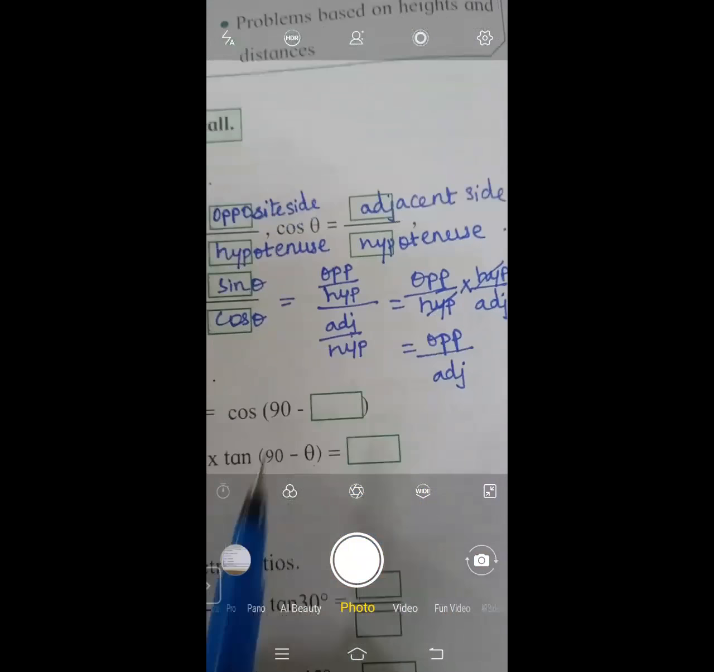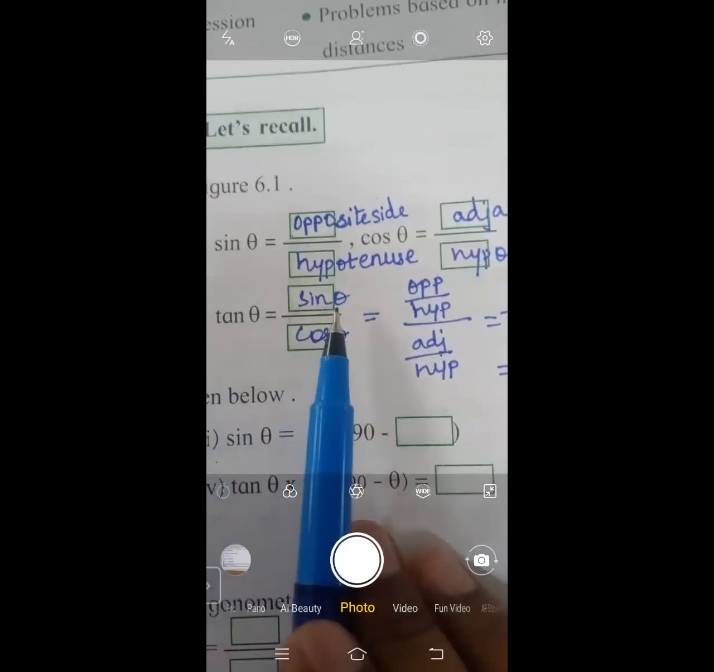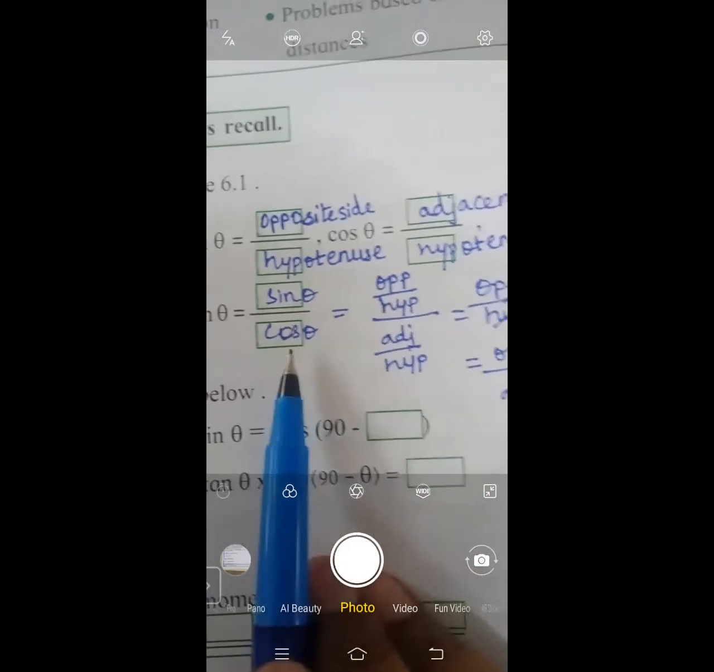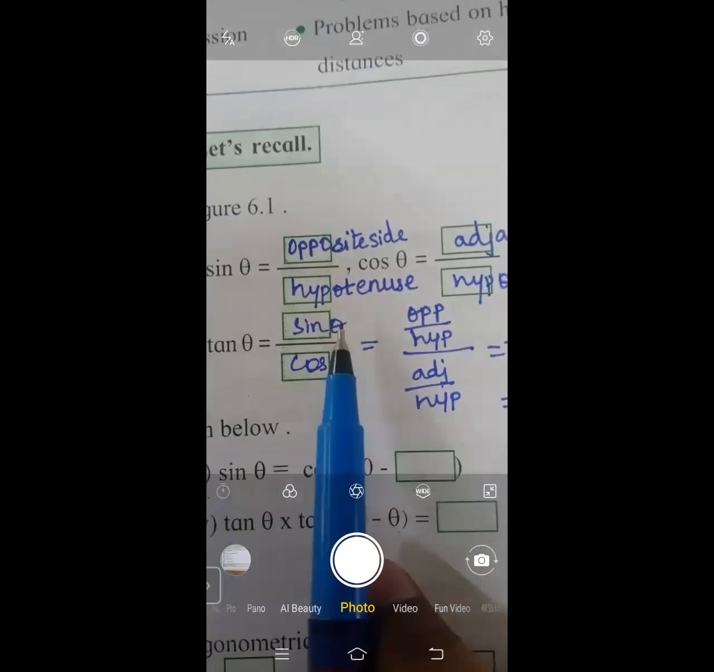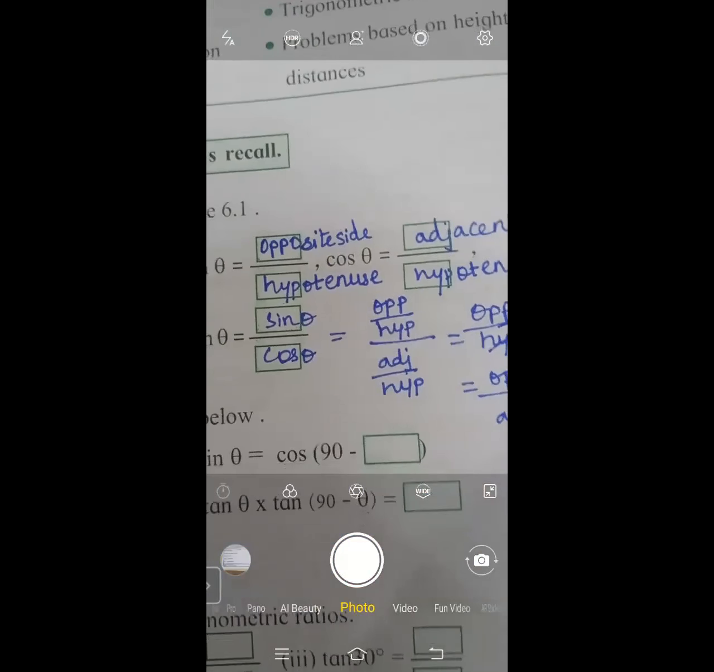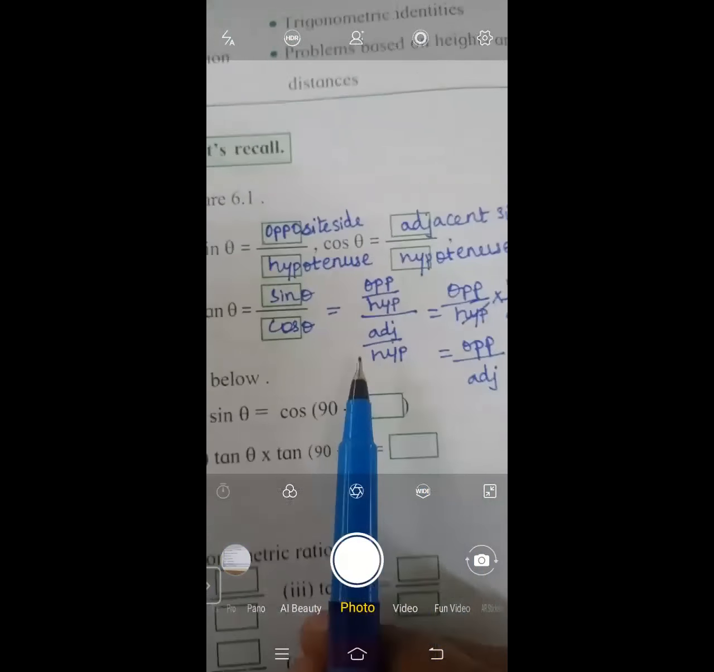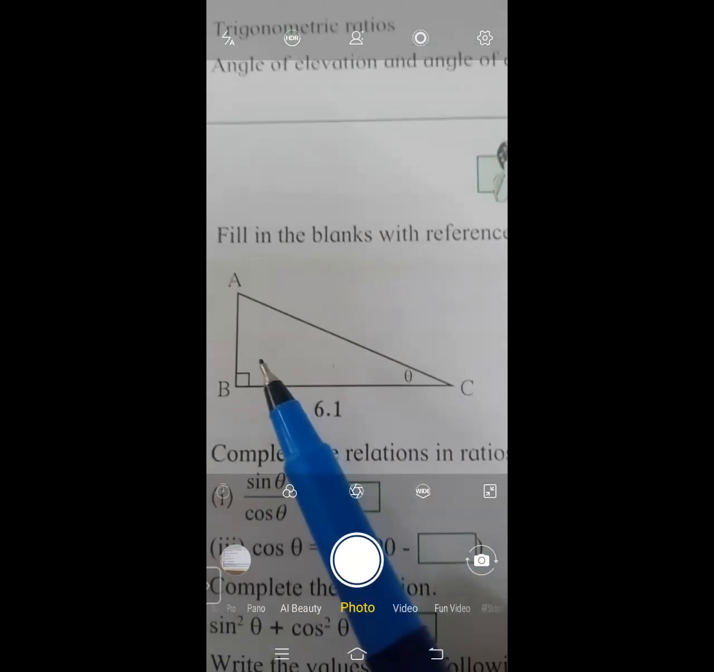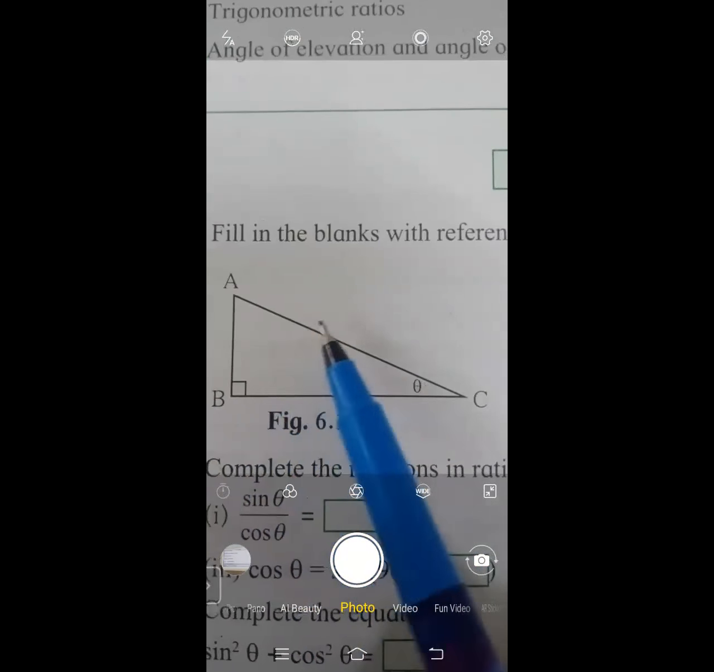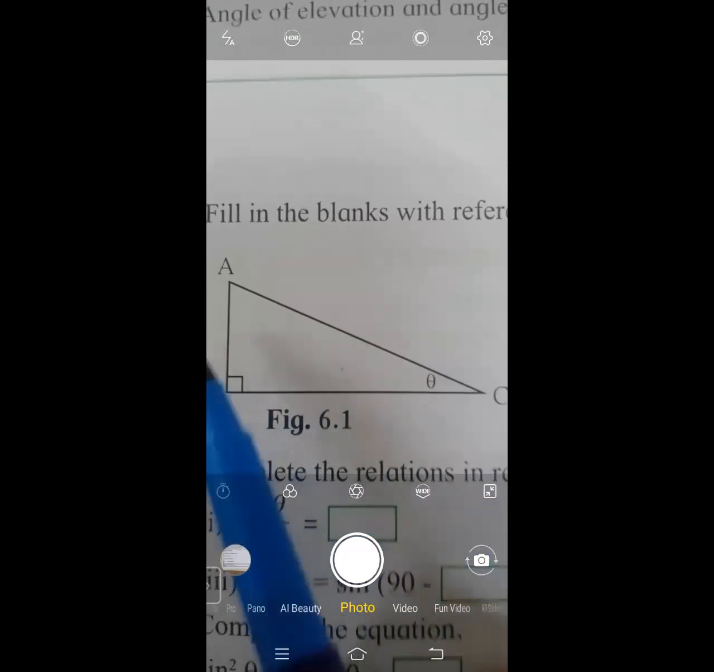So we just have to remember, as tan theta is sine theta upon cos theta, just take numerators of both the ratios, which are opposite side for sine theta and adjacent side for cos theta. This is the basic which will help you to remember the whole chapter. So we will just stress on whatever basic is given. This is a right angle. Side opposite to right angle is hypotenuse, whereas this will form its opposite side and the adjacent side will be AB.